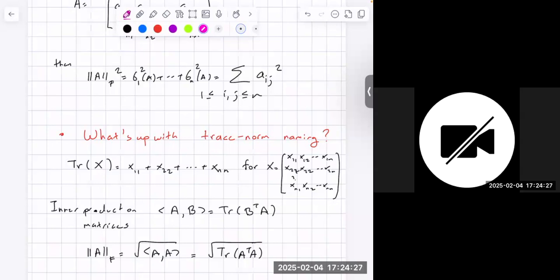That's why this thing has many names. Depending on which angle you looked at it, you defined it a different way, and your name gets attached to it. These are all the same norm. That's why it's sometimes called trace norm, sometimes Hilbert norm, sometimes Frobenius norm. This is what it is.